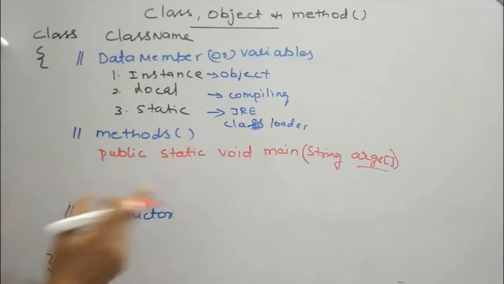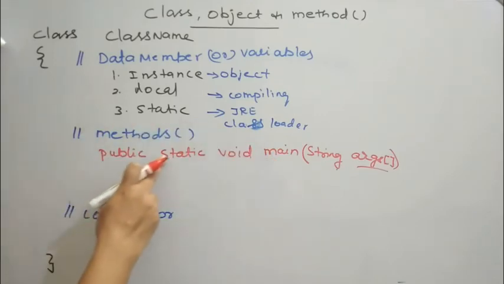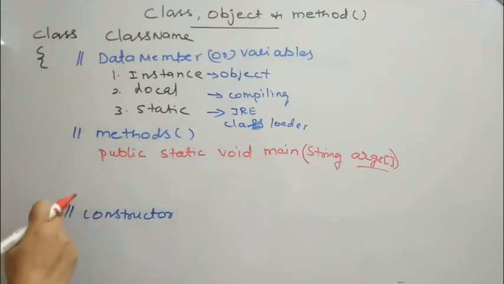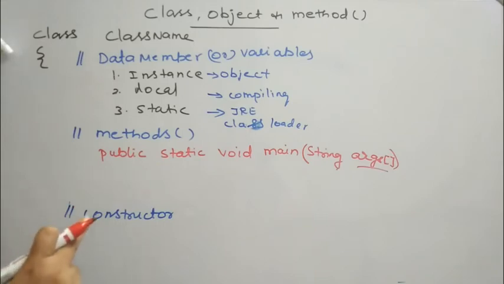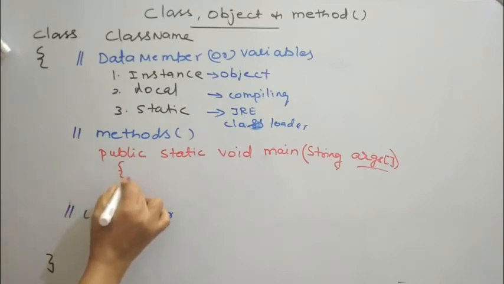Public specifies that from outside the class definition, we are able to access this method. Static means that when the method is static, we don't need any object to access this method. Directly with the class name, we are able to access this method. This is the implementation of my main method.